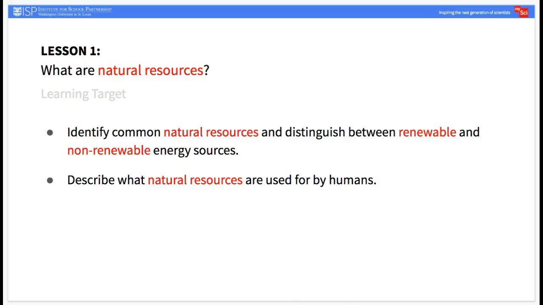By the end of this lesson, students will have identified common natural resources, distinguished between renewable and non-renewable energy sources, and described what natural resources are used by humans.